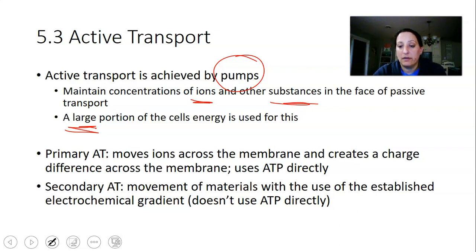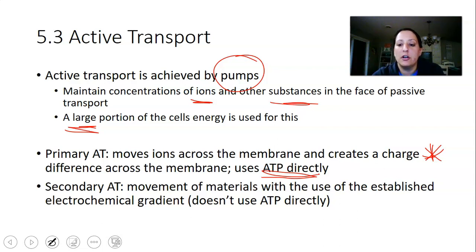Primary and secondary, nicely named for us. Primary active transport, these are going to be pumps that are going to move ions across the membrane to create that electrochemical difference, that charge difference across the membrane. ATP will be used directly. So that energy source that we call ATP, it's going to be used directly. The pump is going to be activated by ATP. The pump will use the energy supplied by ATP to move stuff across the membrane.